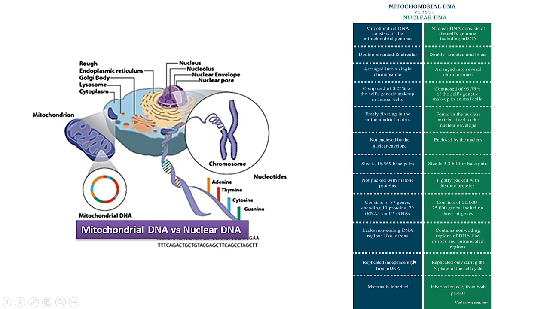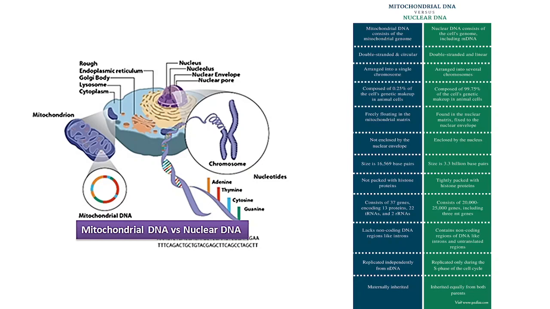And mitochondrial DNA replication is very independent from nuclear DNA replication. Nuclear DNA replication happens during interphase, in the synthesis phase. The DNA duplicates, and then mitosis, which is the cell division, starts happening.